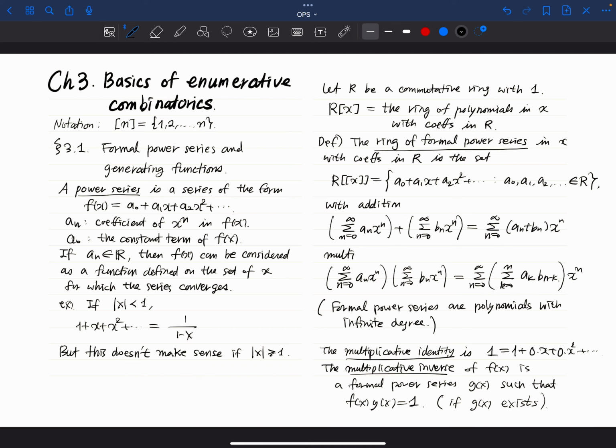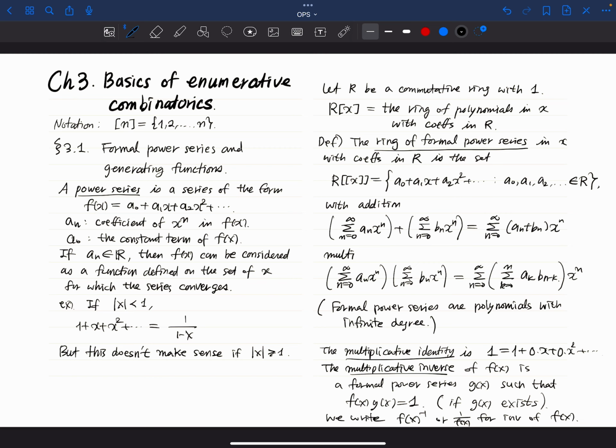Otherwise, there is no multiplicative inverse. So not every formal power series has a multiplicative inverse. But if there is, then we define the multiplicative inverse to be this. So we write in this case f inverse, oh sorry, not this inverse, or 1 over f(x) for the multiplicative inverse of f. Okay, so this is the notation.